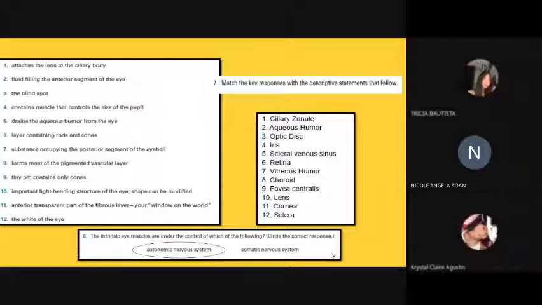Lastly, for the eye and vision anatomy, the intrinsic eye muscles are under the control of which of the following? Circle the correct response. We have autonomic nervous system and somatic nervous system. The answer is the autonomic nervous system. That's all, and thank you.